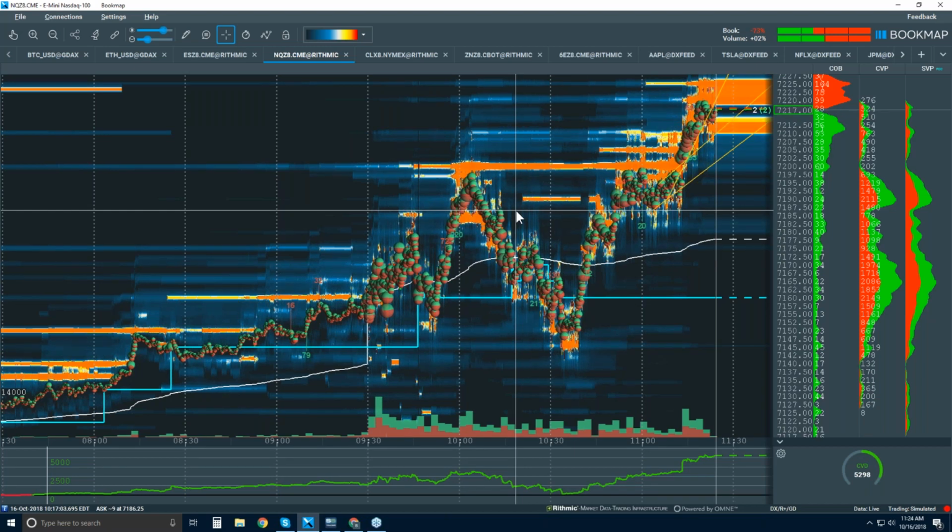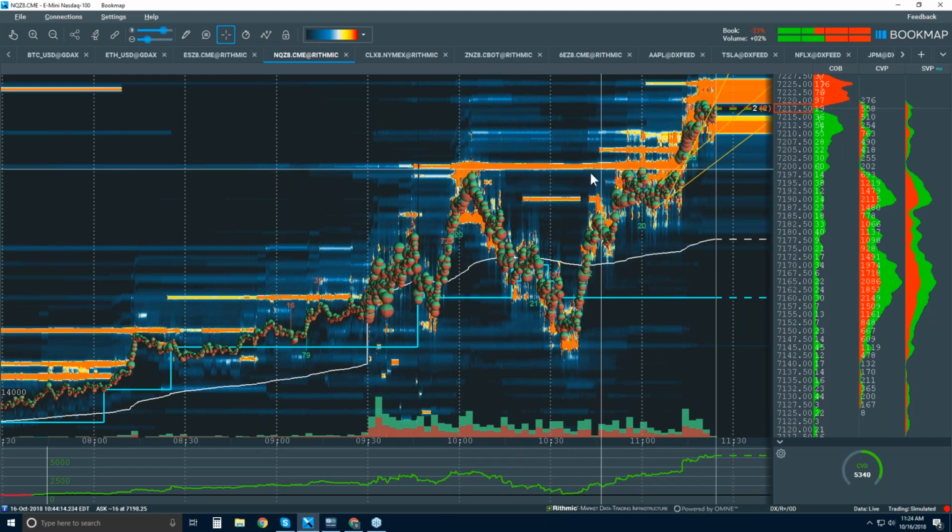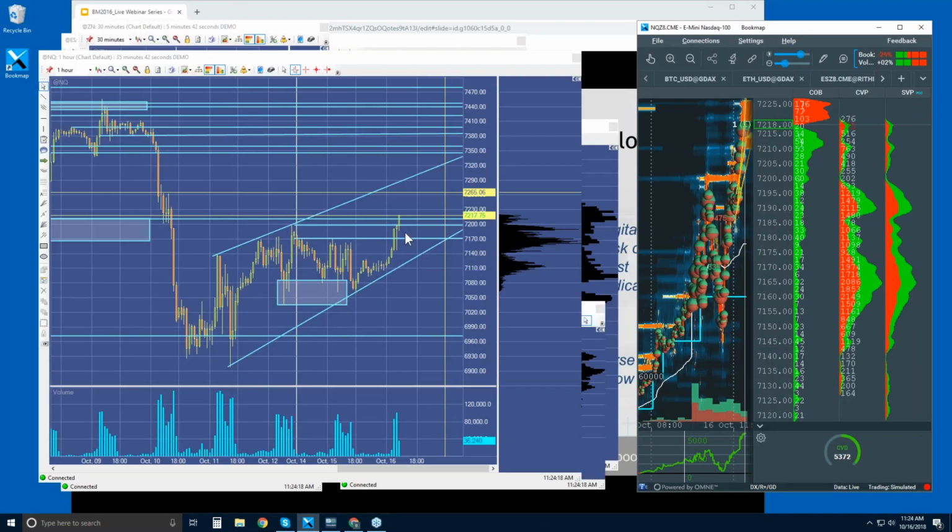All right, so anyway, in fact, it's possible there's a scenario here that this can move all the way back up to 7,300. All right, this might be a multi-day move to the upside. Okay, we have earnings as well. There's going to be all sorts of things that happen along the way.